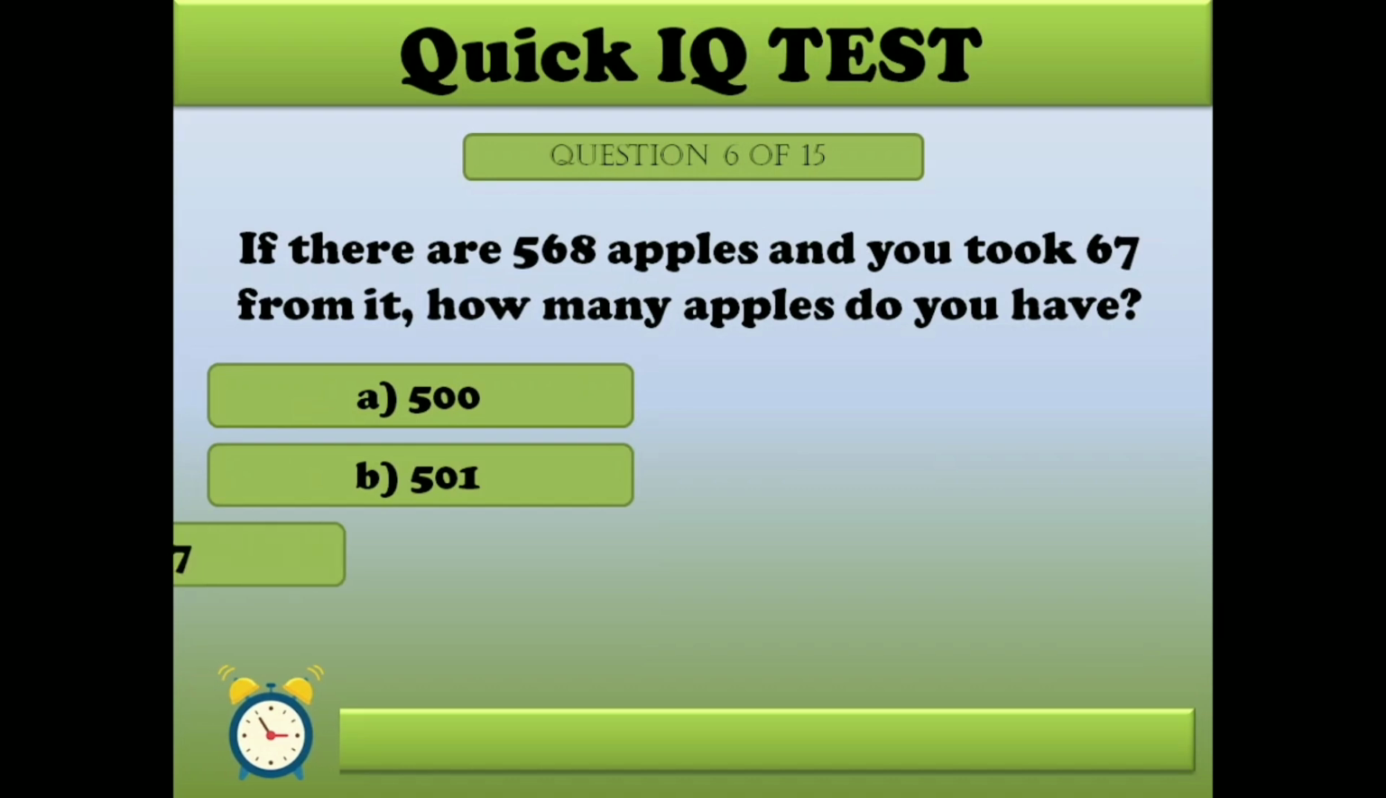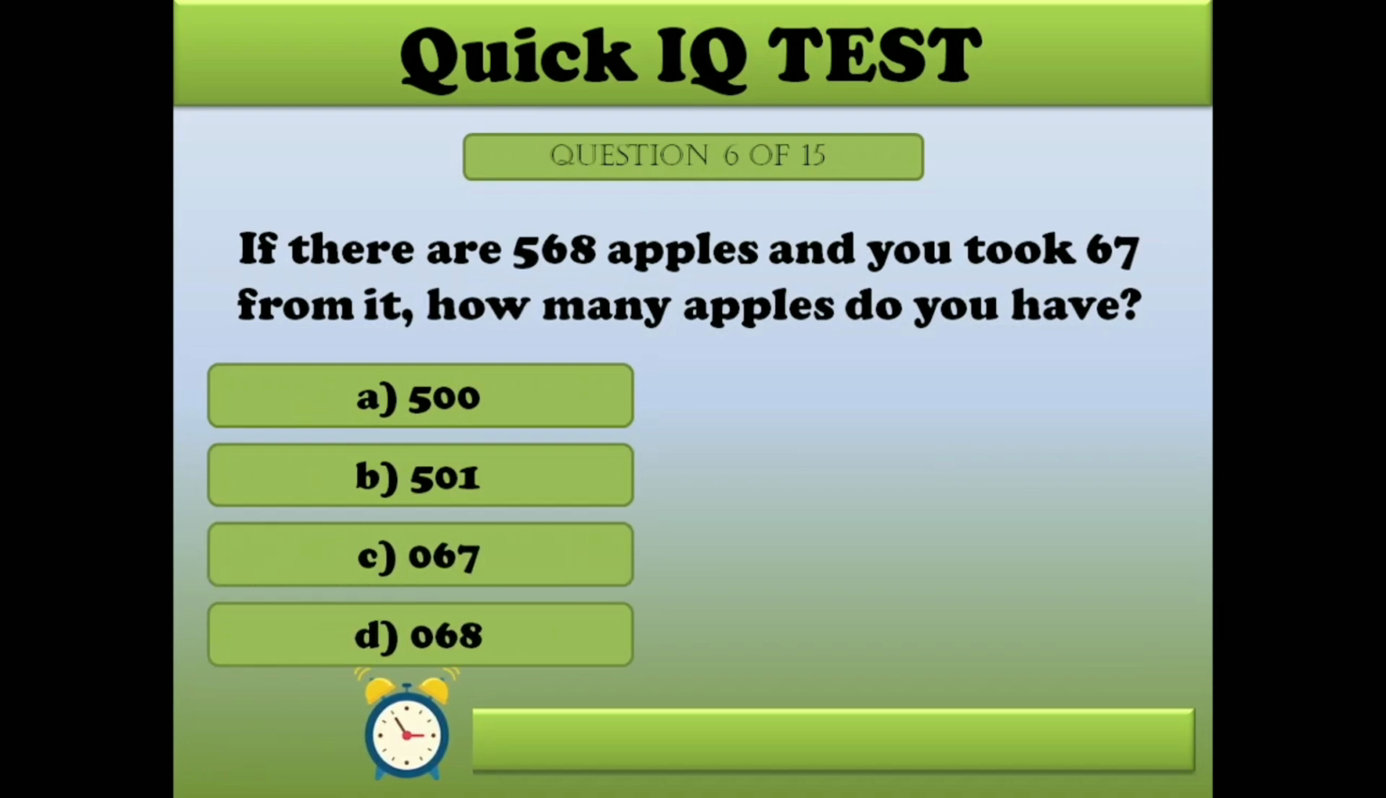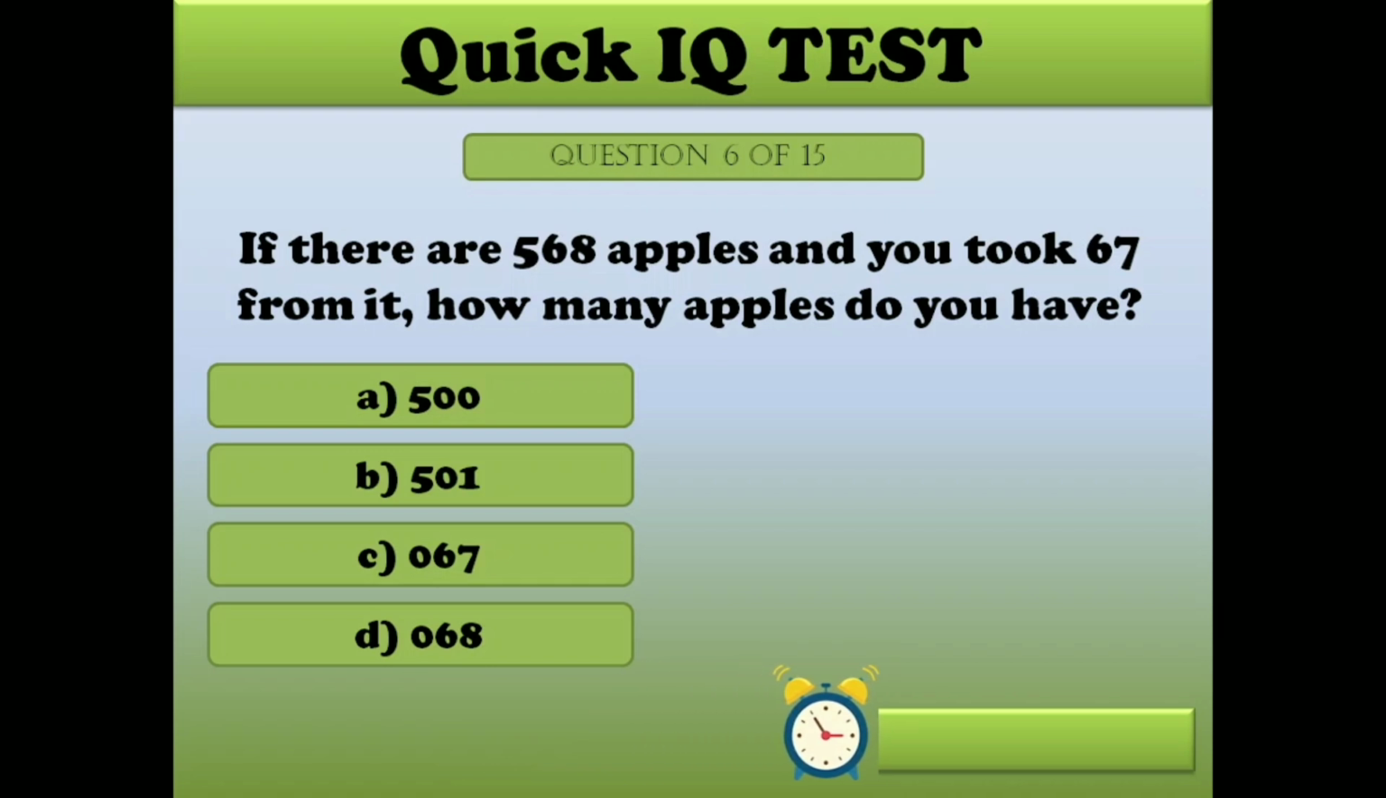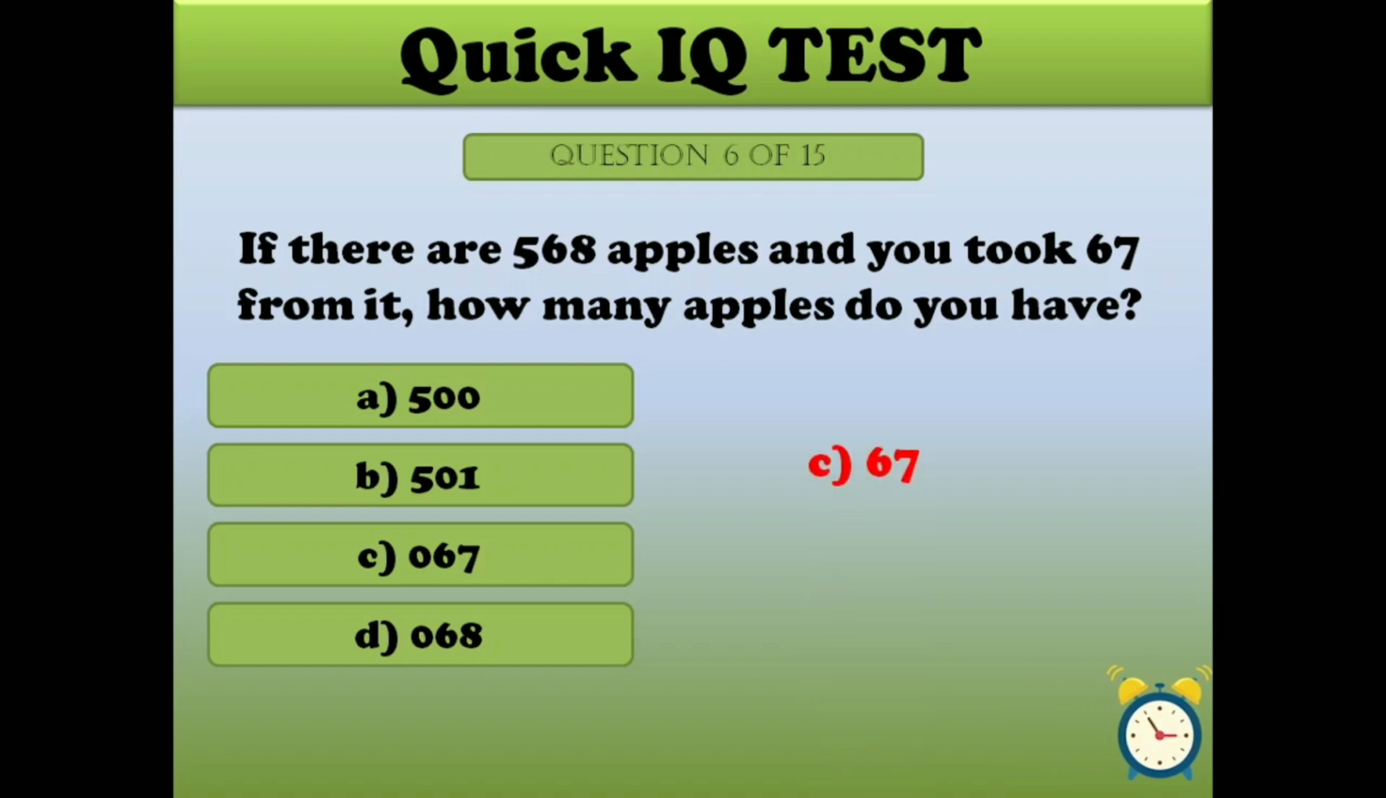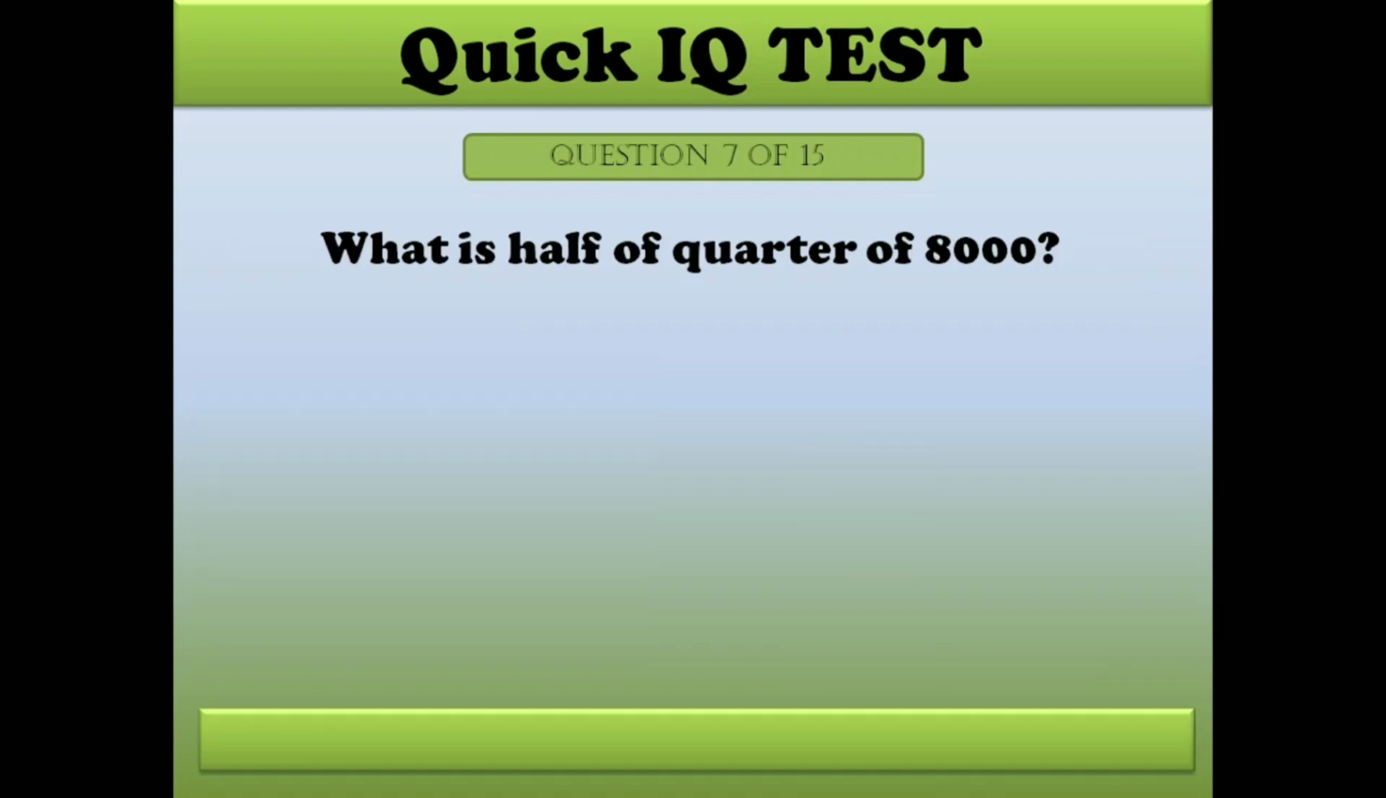If there are 568 apples and you took 67 from it, how many apples do you have? Think wisely. Answer is option C, 67.